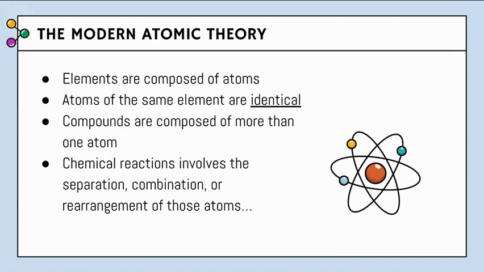So, for example, carbon dioxide, or CO2, contains 3 atoms, 1 carbon atom and 2 oxygen atoms. This can be described by the principle that chemical reactions involve the separation, combination, or rearrangement of atoms.